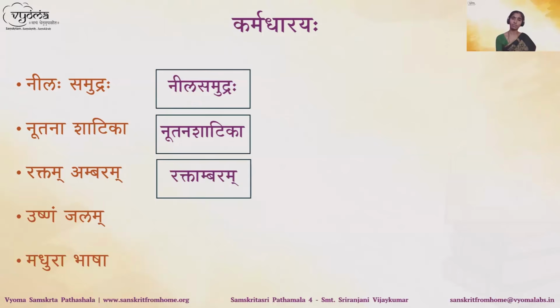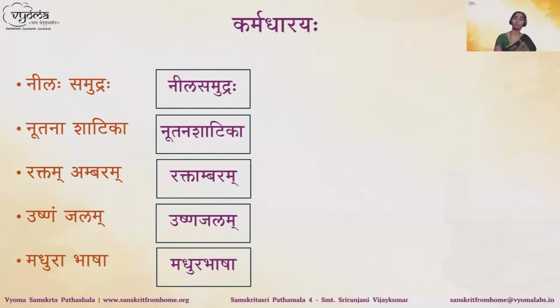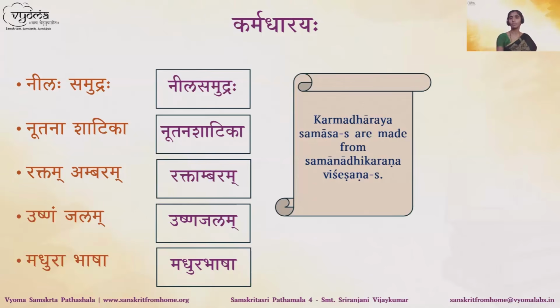When you add rakta plus ambara, we get raktambaram by Savarna Dirgha Sandhi. Ushnam jalam becomes ushna jalam, madhura bhasha. In nutana shatika and madhura bhasha, we don't hear the dirgha. Such kinds of Samasas are called Karmadharaya. They are made from Samanadhikarana Visheshana. Samanadhikarana means the same Adhikarana, the same Vibhakti. They both are in the same Vibhakti, and they both talk about the same thing, the same Padartha.